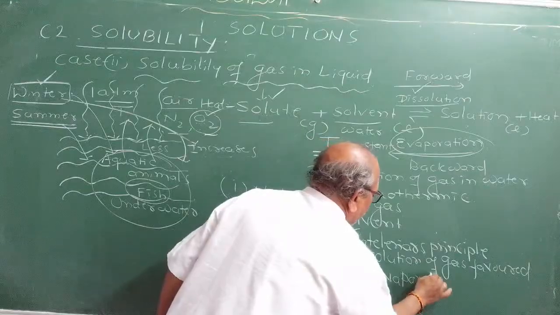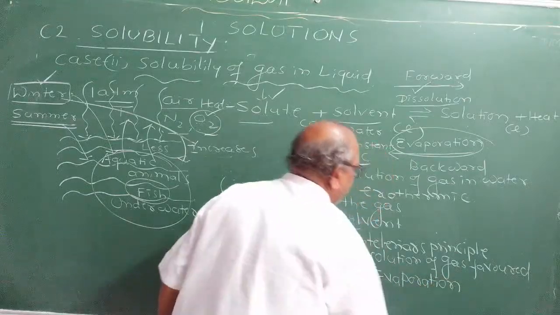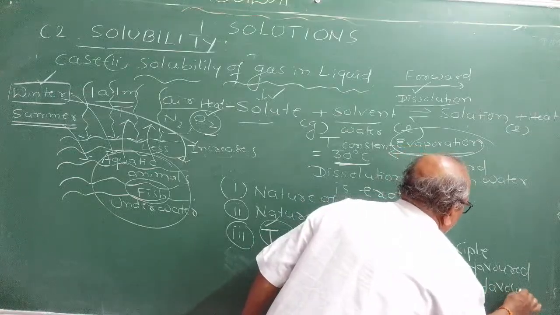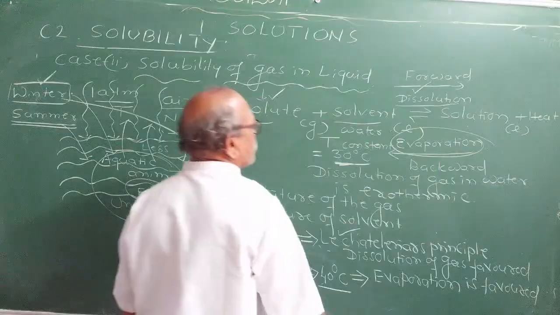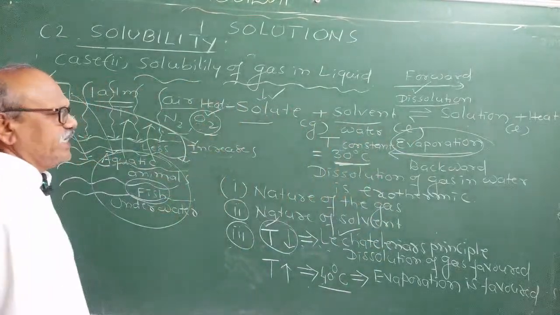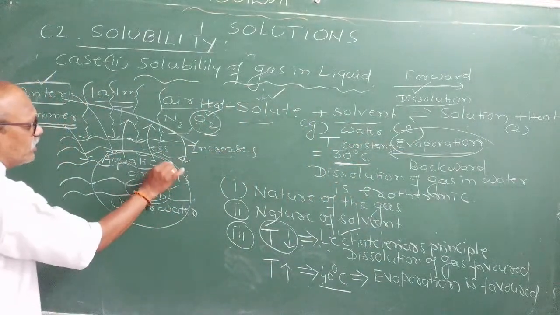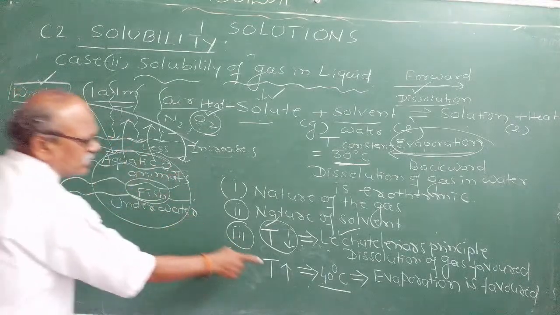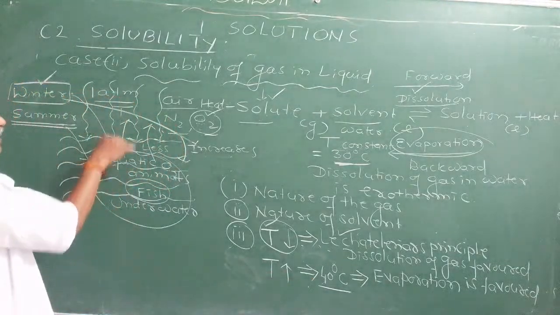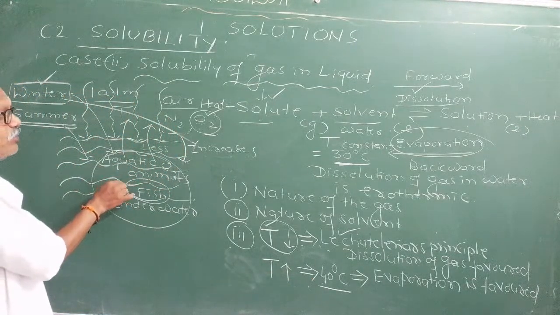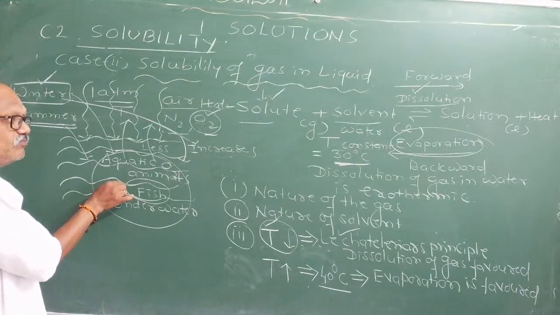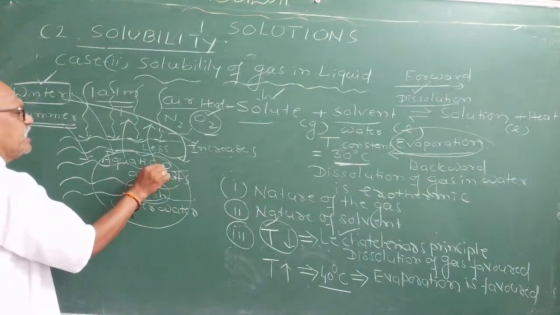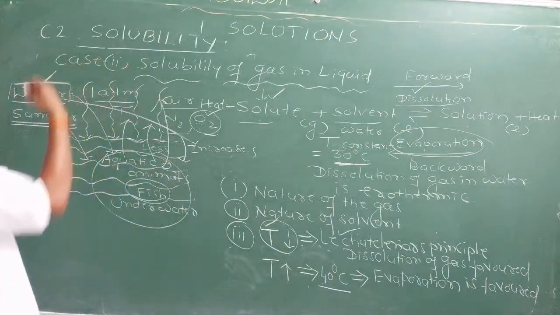Study it carefully, my dear students. You can understand very easily. Evaporation is favored. So, in which direction does evaporation take place? In the backward direction. Therefore, for dissolved oxygen in the summer season, as the temperature goes to 40 degrees centigrade, in order to attain equilibrium the reaction will shift in the backward direction. Whatever dissolved oxygen is there will be liberated back into the atmosphere.